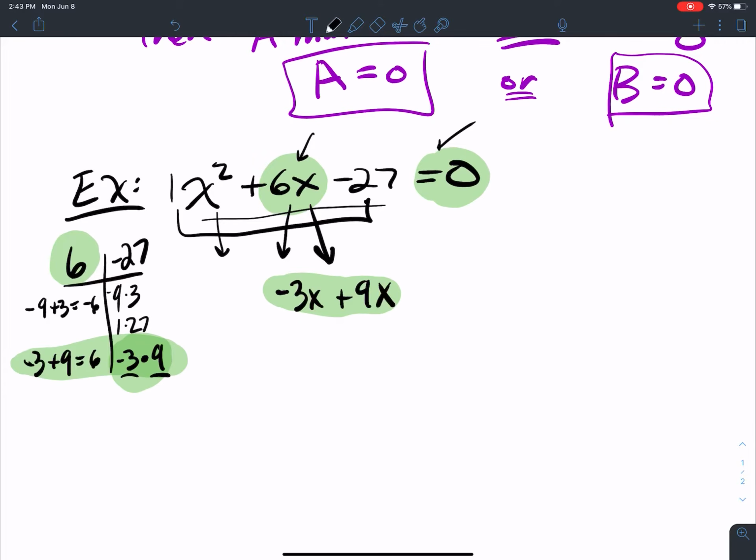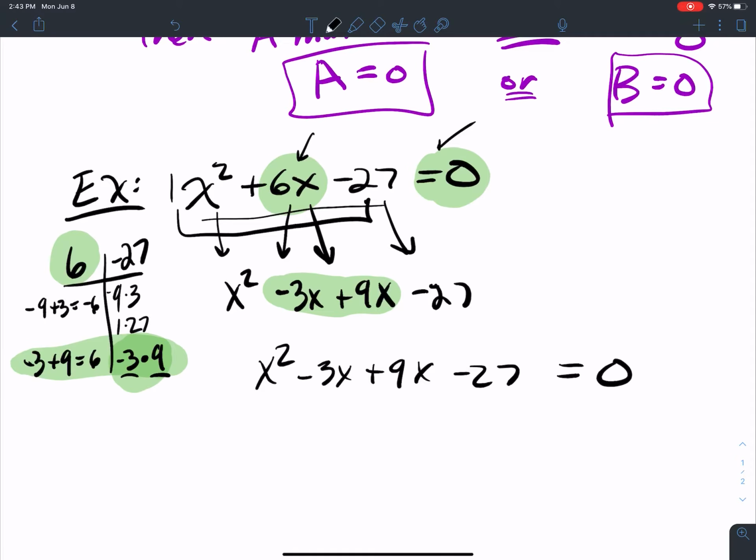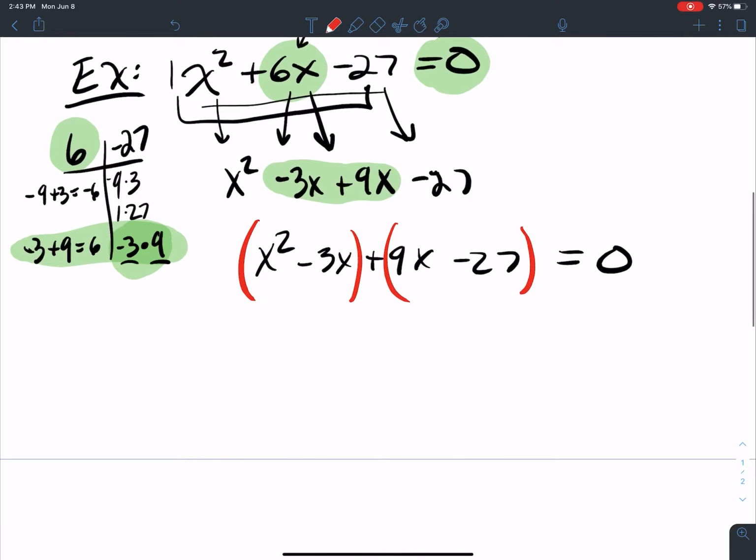Now we can't forget about the first part, that's x squared and then minus 27, right? So I have x squared minus 3x plus 9x minus 27, all equal to 0. If I have 4 terms, I factor by grouping. I'm going to group the first 2, group the second 2, make sure there's a plus in the middle. What's in common between the 2? There's an x in both of those, so I'm going to factor an x out. And then what do I have left inside? Well, that's x minus 3, okay? And then over here, what do I have in common? Looks like a factor of 3, so I'm going to pull a positive 3 out.